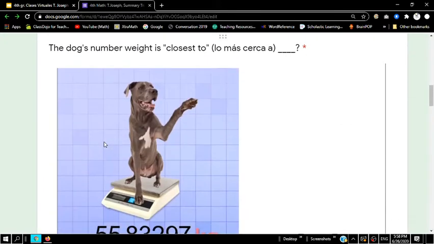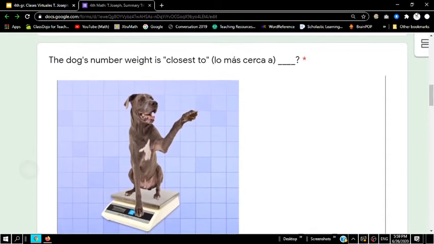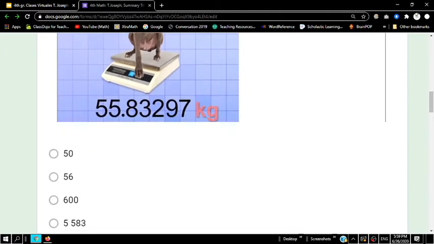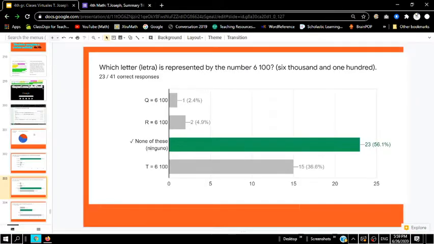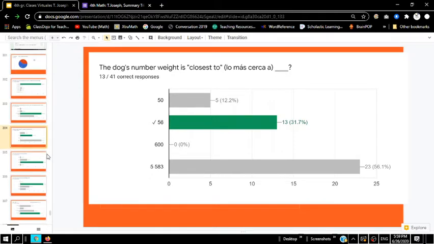The next question says, the dog's weight is closest to, well, this one was not graded. There was no number value associated with it. But if we round this number, it's approximately 55.8, or on the number line, we see 56. So the answer should have been approximately 56. Okay, that one is difficult, but it's actually a concept we're going to learn more about during the next couple of months and in 5th grade. So don't worry about that for now.